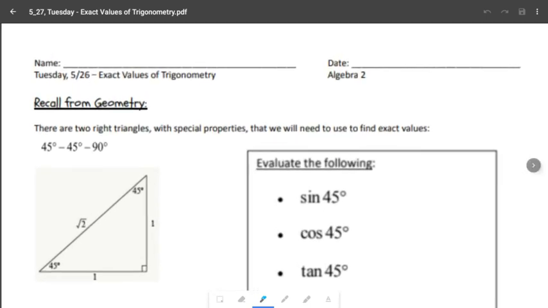So we're going to continue trigonometry this week. You are going to have a test on Friday.